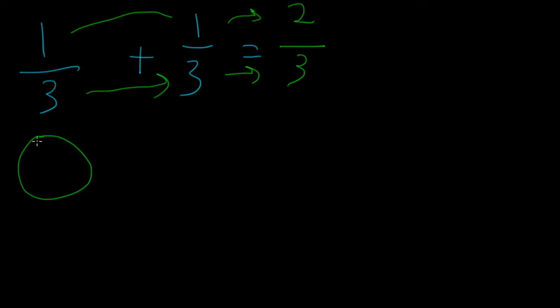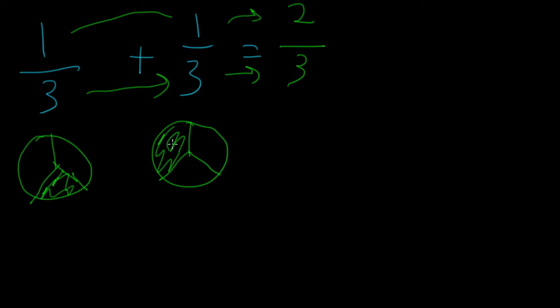Now we can think about this as pizza. Okay, so that would be 1 slice of pizza out of 1, 2, 3 slices. Another 1 slice of pizza out of 1, 2, 3, and that gives us 2 slices eaten out of a total of 3, 2/3.